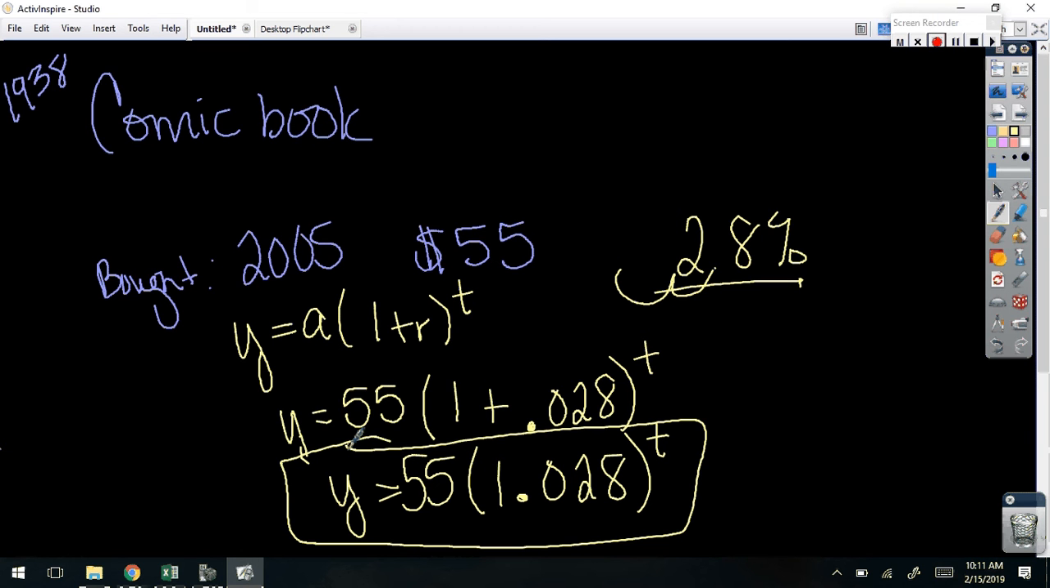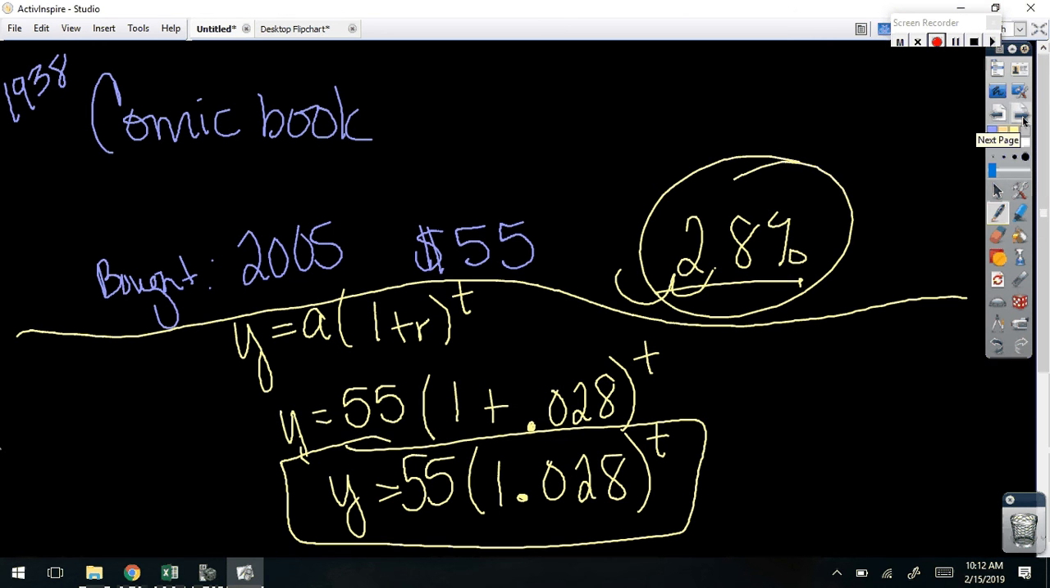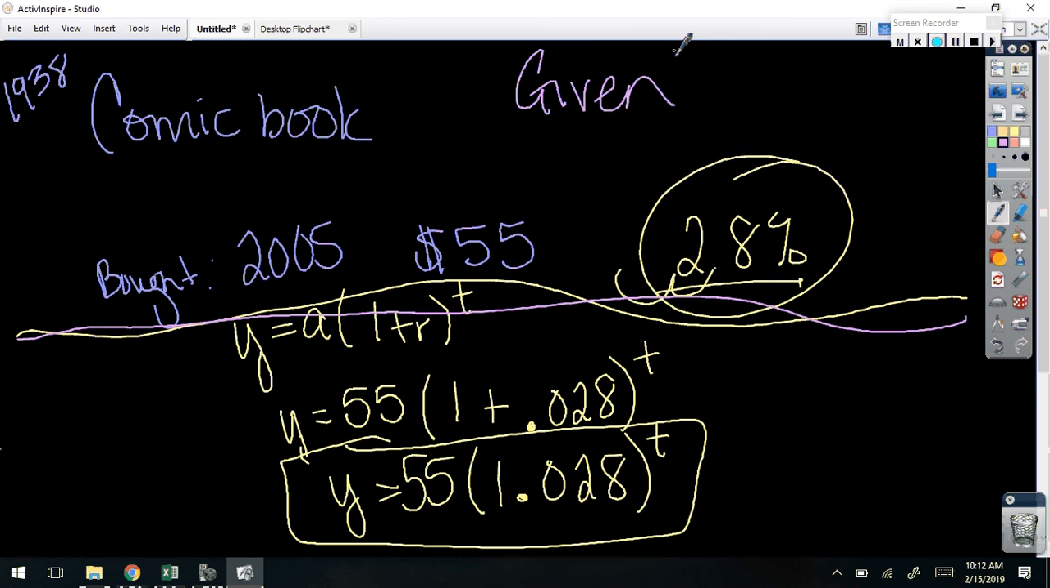Move the decimal in 2.8 two places. Remember, everything above the line was given. That was in the problem. This is the model. The model always keeps T in it. Now I want you to do something else, and we're going to do several more of these.